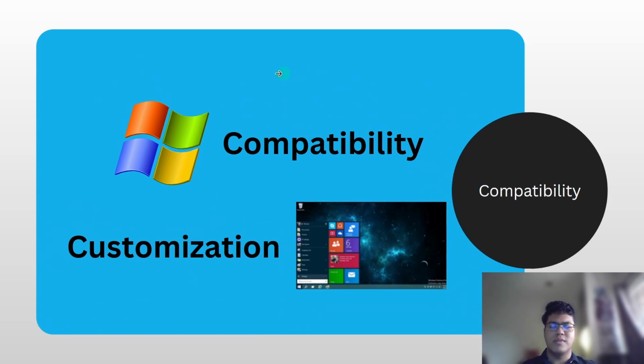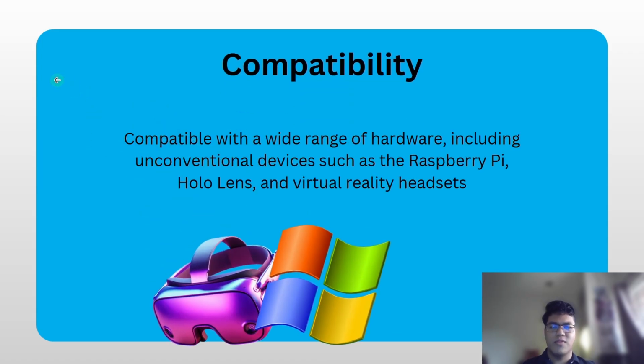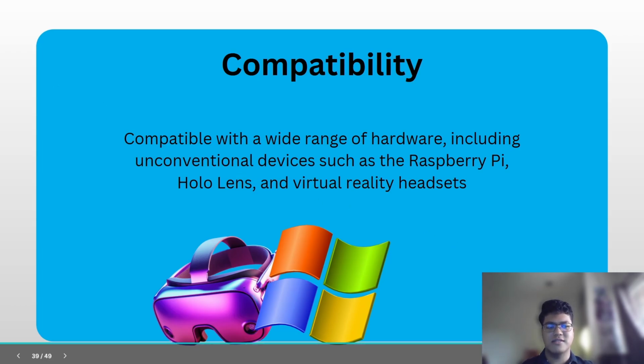Compatibility might be what Windows is most well known for actually. We click here. So as we can see here, Windows has a wide range of compatibility with other hardware, including unconventional devices, even such as Raspberry Pi, HoloLens, and virtual reality headsets.